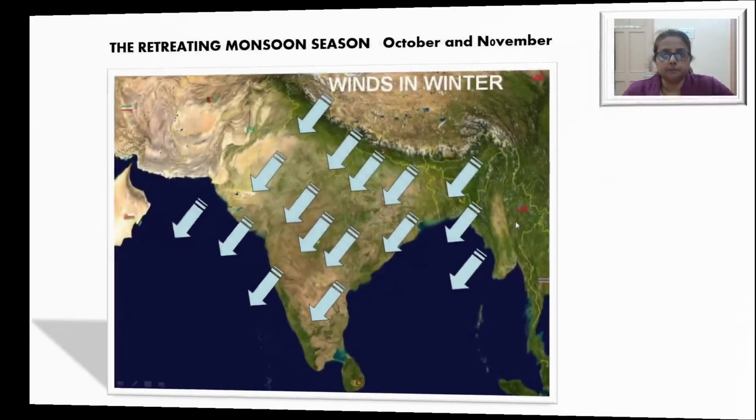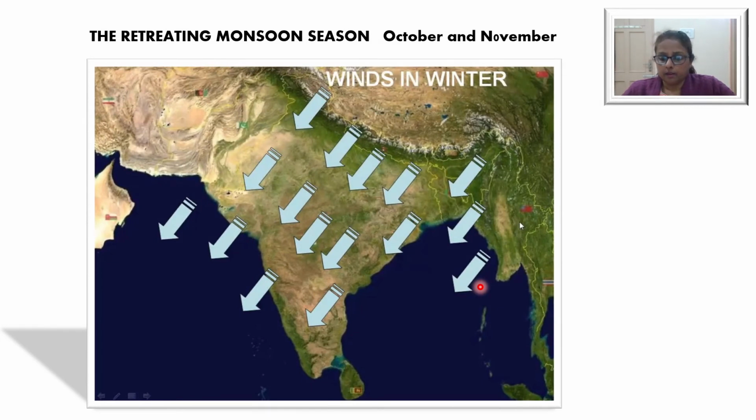Now, after dropping rainfall for nearly 3 months, it is time for the winds to reverse. So, this is when, that is the months of October and November, that the winds begin to reverse.